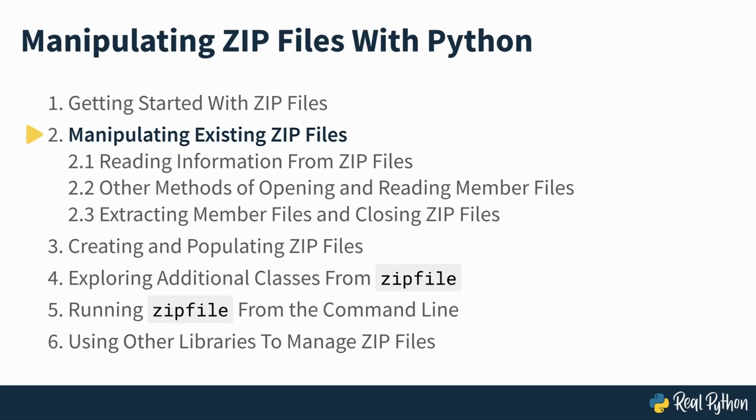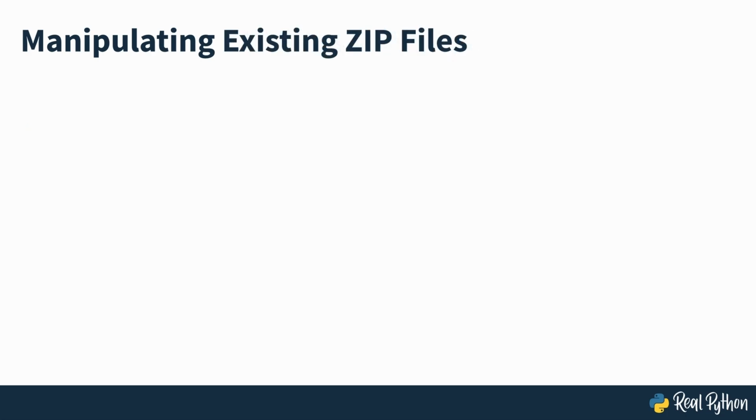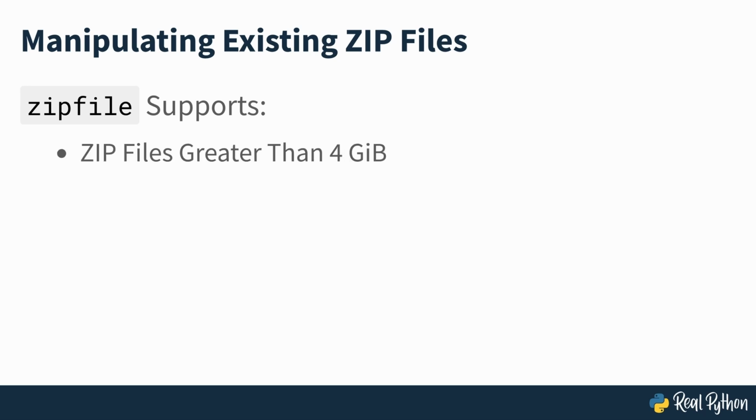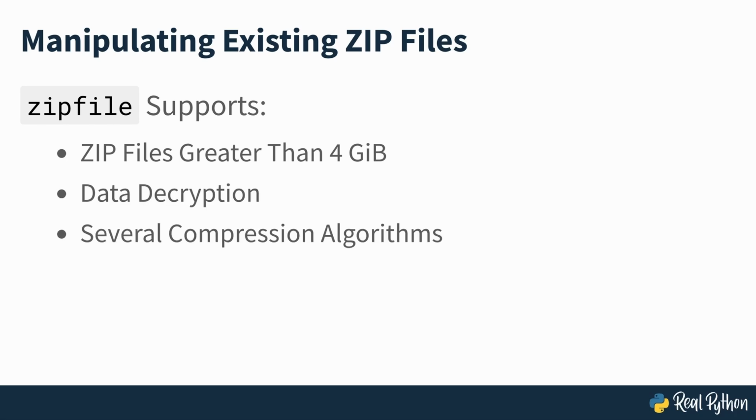Manipulating existing zip files with Python's zipfile. Python's zipfile provides convenient classes and functions that allow you to create, read, write, extract, and list the contents of your zip files. Here are some additional features that zipfile supports: zip files greater than 4 GB, data decryption, several compression algorithms such as deflate, bzip2, and lzma, and information integrity checks with crc32.